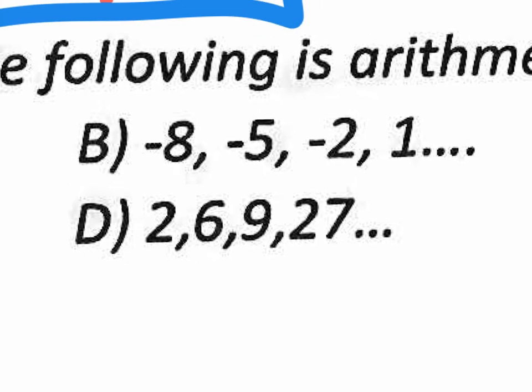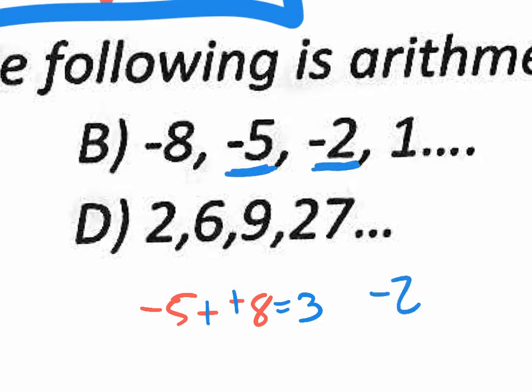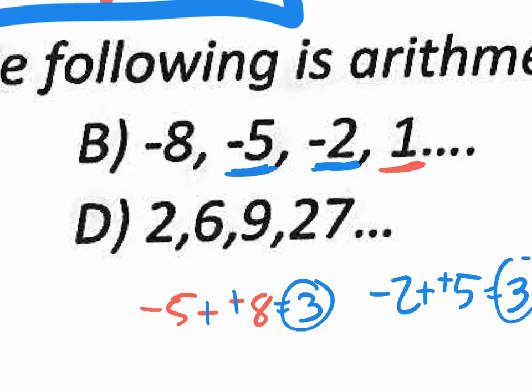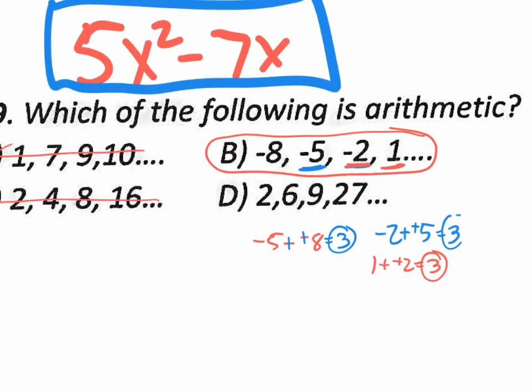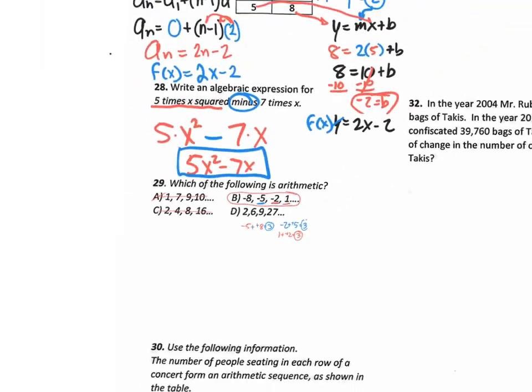So how about this one? Let's go with the negative 5 take away a negative 8. What's negative 5 take away a negative 8? Maybe we need to show that work. Negative 5 take away a negative 8. What's that? That is 3. Okay, how about negative 2 minus a negative 5? That's also 3. So far it's looking good, right? How about the last one? 1 minus a negative 2. That's also 3. So we really do have a common difference. So this is our arithmetic sequence right there. Nothing else to do. Let's move on to number 30.